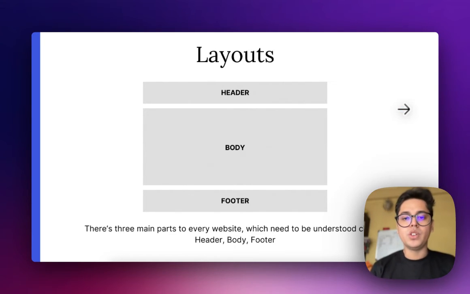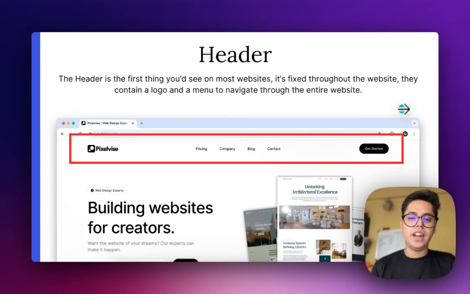Understanding what layouts are. This is important for any type of website that you're building. A website basically comprises three important sections: a header, a body, and a footer. The header is basically the first part of the website. It's mostly fixed throughout the website. It contains a logo, a menu that you can use to navigate the entire website.